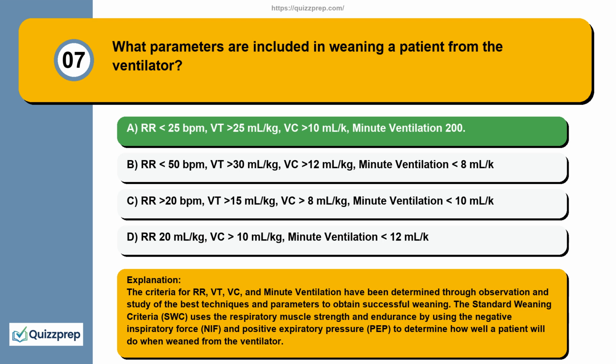The criteria for RR, VT, VC, and minute ventilation have been determined through observation and study of the best techniques and parameters to obtain successful weaning. The standard weaning criteria, SWC, uses the respiratory muscle strength and endurance by using the negative inspiratory force, NIF, and positive expiratory pressure, PEP, to determine how well a patient will do when weaned from the ventilator.